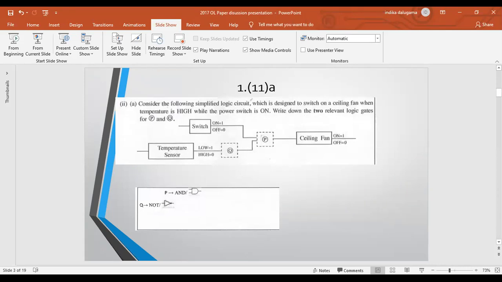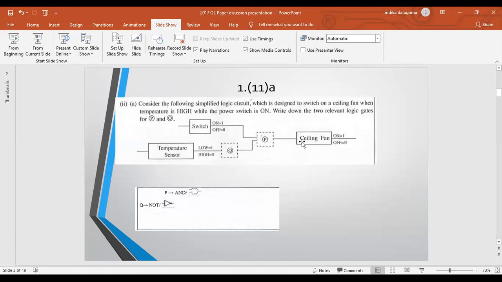Yes, there you can see a logic gate. The second question, it is a logic gate. Consider the following simplified logic circuit, which is designed to switch on a ceiling fan when the temperature is high. The fan will be switched on when the temperature is high, and the power should be on. Write down the two relevant logic gates for P and Q.